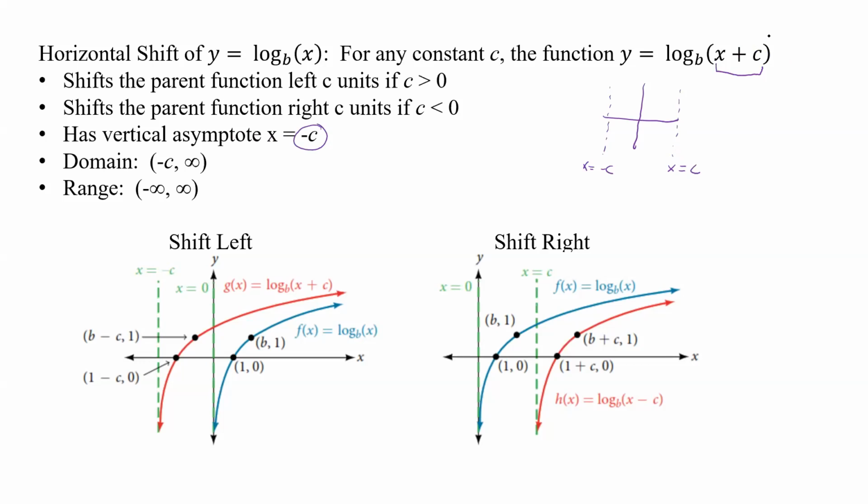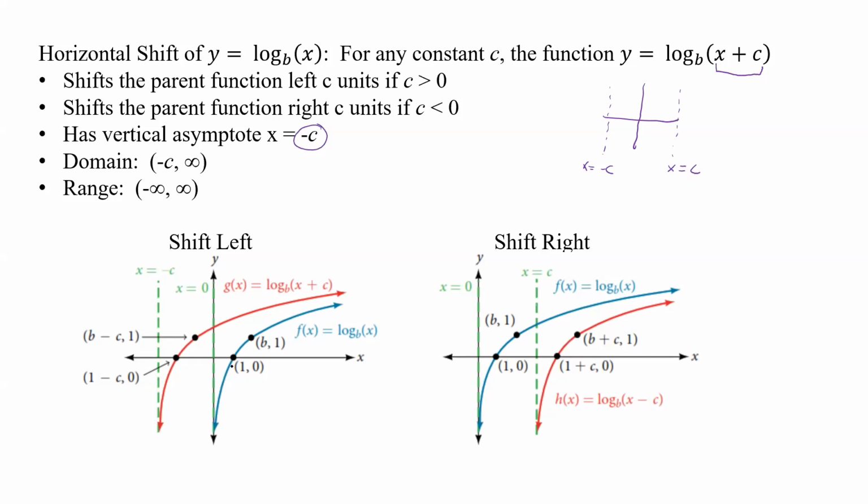And because of that, our domain is going to shift too, and it's going to go from negative c to positive infinity. So if we shifted left, it's going to go now from a negative c to positive infinity. And if we shifted right, it's going to go from a positive c to positive infinity. Okay, and these are just kind of some graphs on how it works.